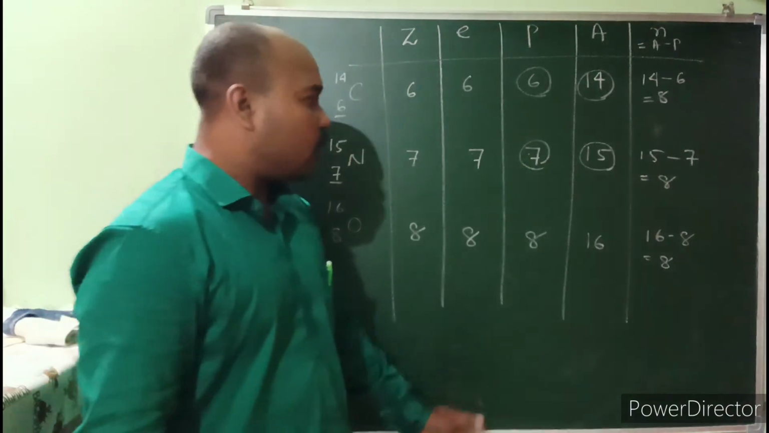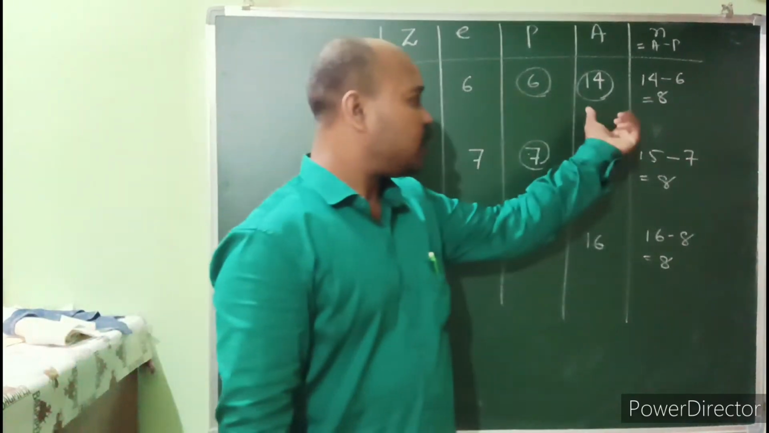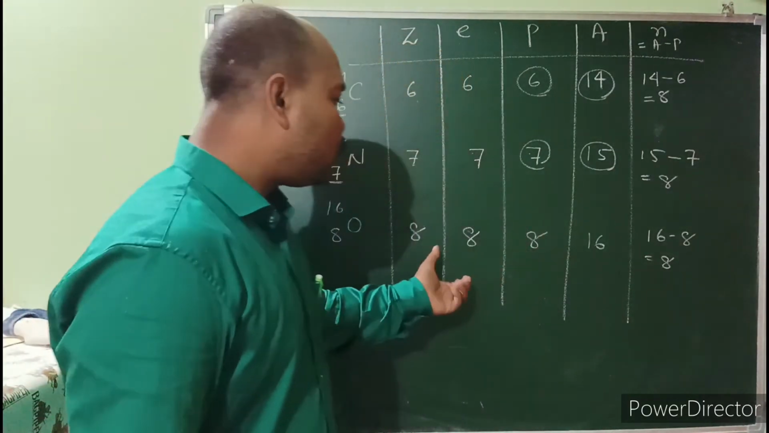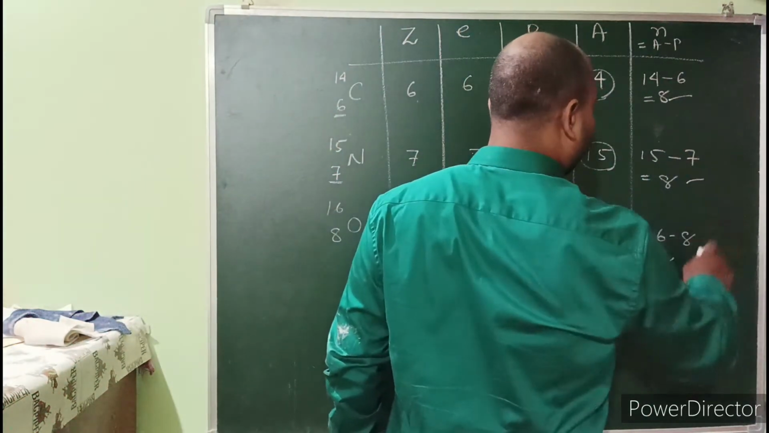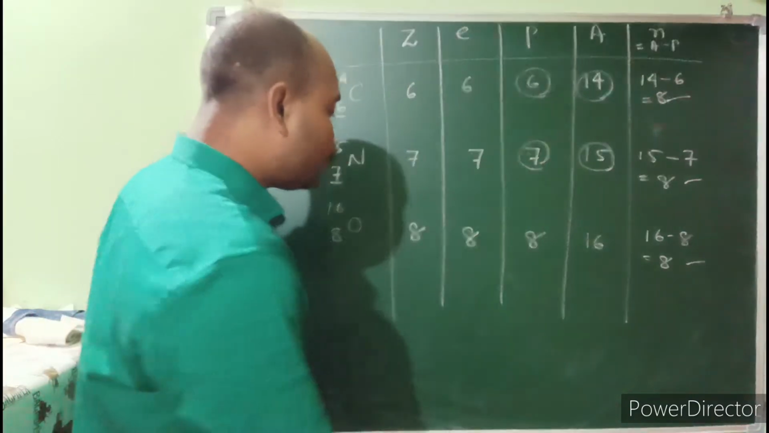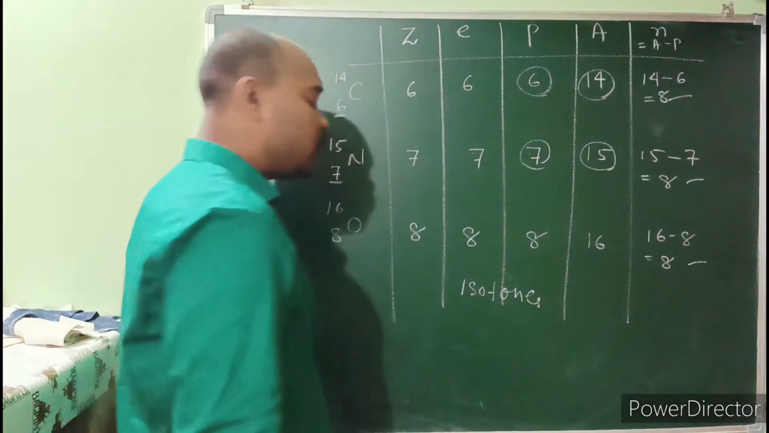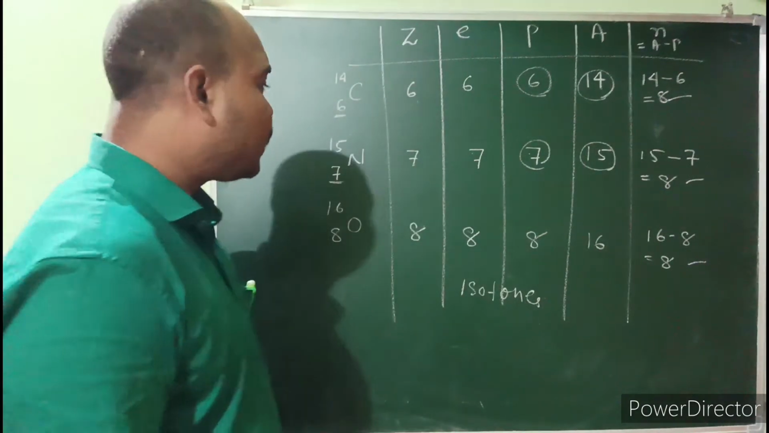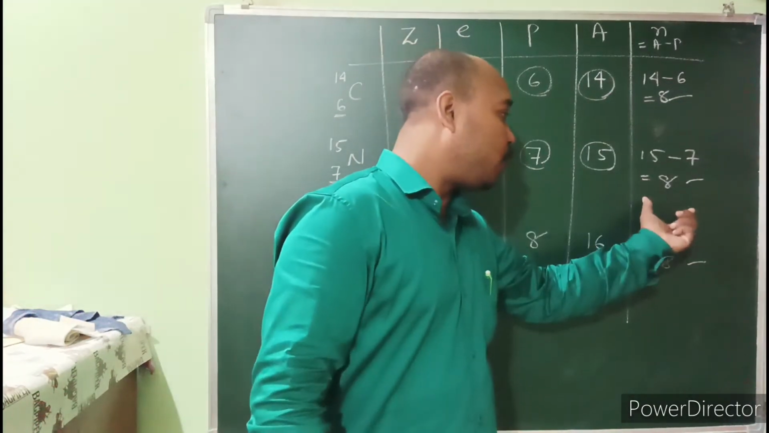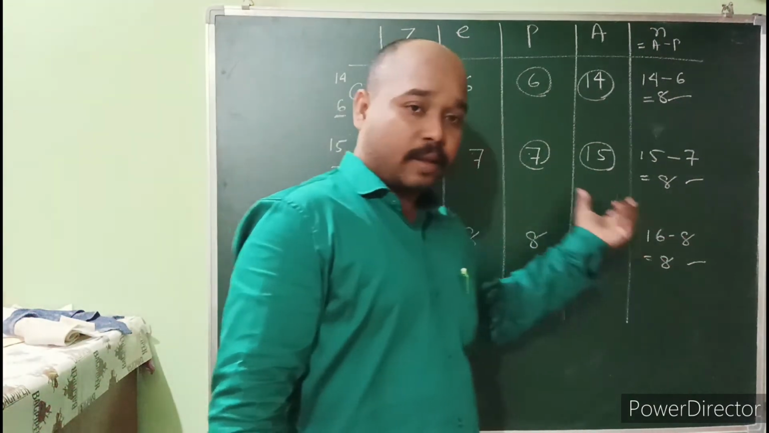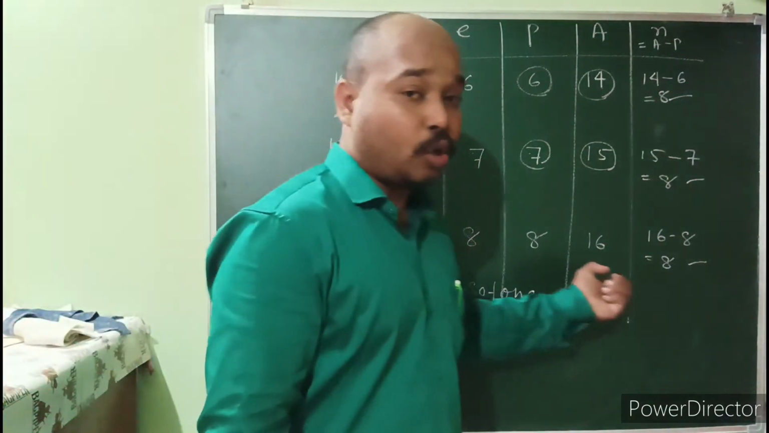In these three cases we found that they have different atomic numbers and different mass numbers, and differences in other properties, but they have the same number of neutrons. That's why they are known as isotones. If elements have the same number of neutrons in their nucleus, then they are called isotones.